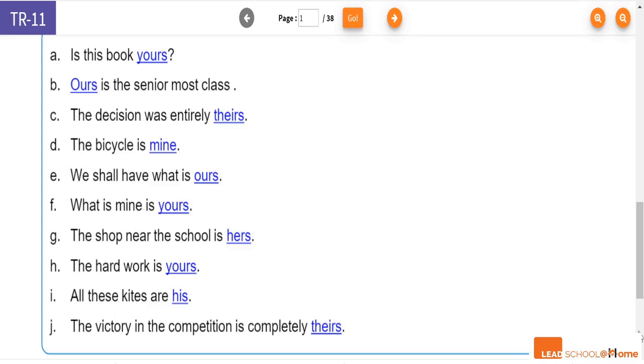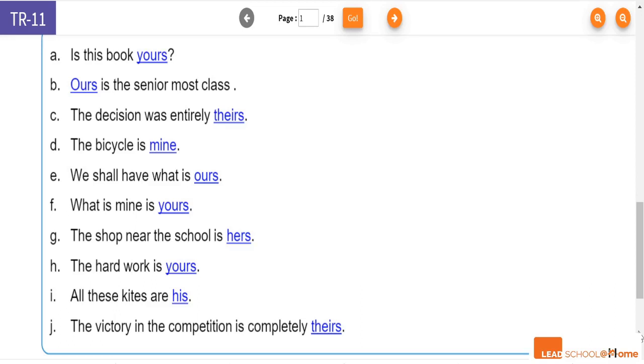What is mine is yours. Here only yours is underlined, but mine is also a possessive pronoun, isn't it? So both mine and yours have to be underlined. The shop near the school is hers. There again, hers is the possessive pronoun. The hard work is yours. And yours is the possessive pronoun.